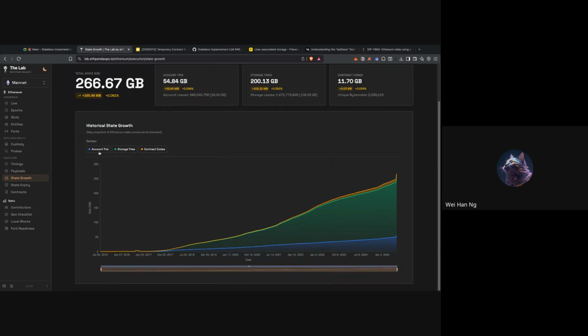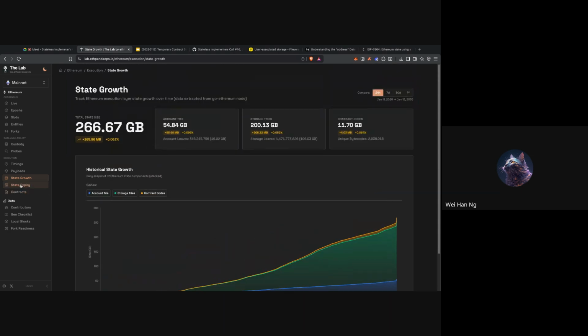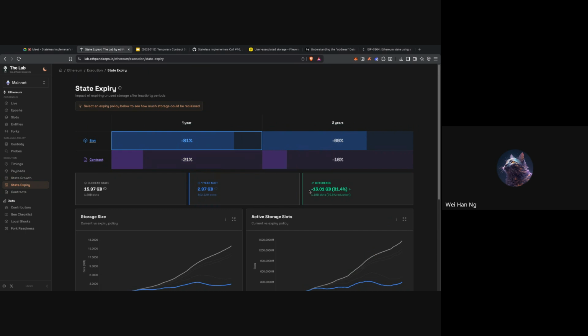So that's one page on state growth, and then there's also another page on state expiry where we are exploring what happens if we apply different expiry policies. For example, this one is at 1 year, where we only keep active state for 1 year, and this is 2 years. Then how many storage slots will be deleted or reduced?